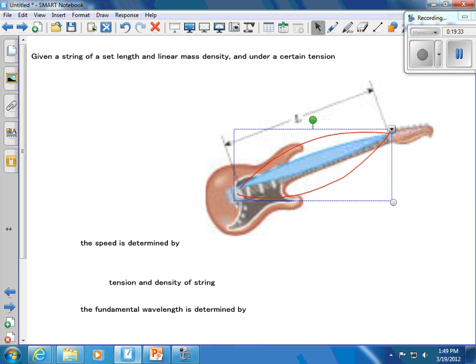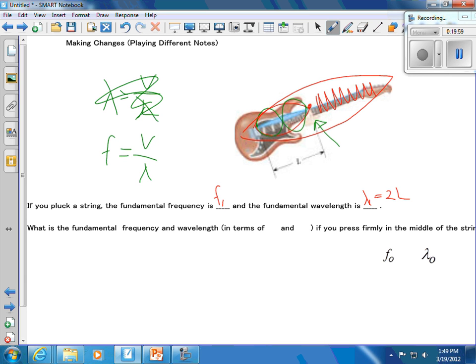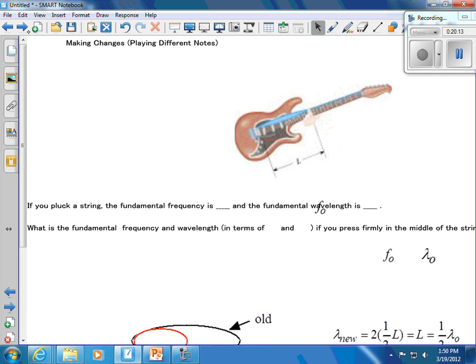Let me copy that. That's the length of the loop when you just play it open, but when you press firmly in the middle, you have a loop that's half the length that it was before. I think this guitar got a little bit shorter. So you get a loop that's half the length. Frequency is V over lambda. So if lambda here is half as large as before, you're going to get a frequency that's twice as big when you press halfway down firmly. Not playing a harmonic lightly now, you press firmly.